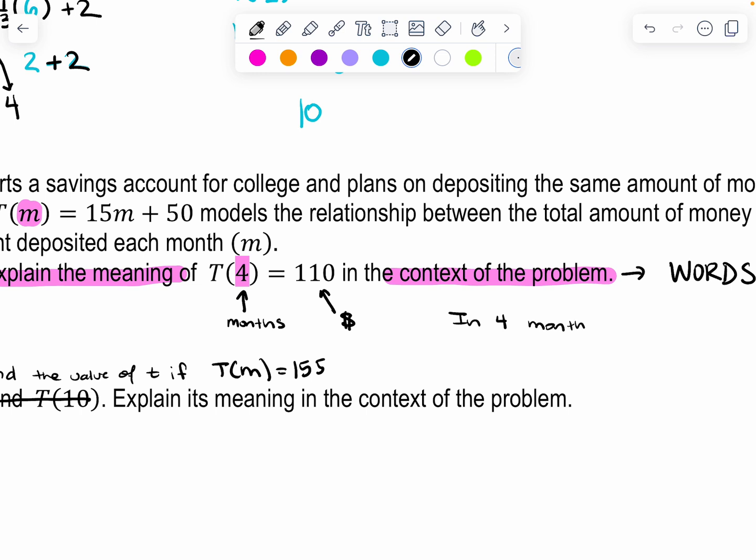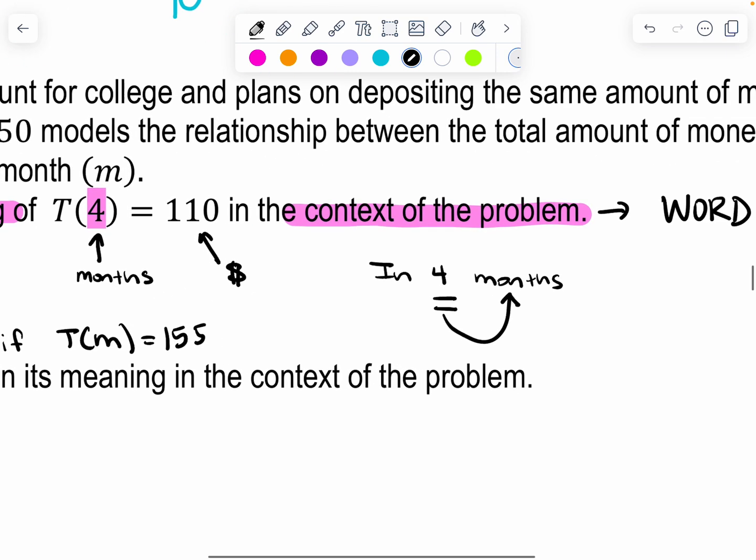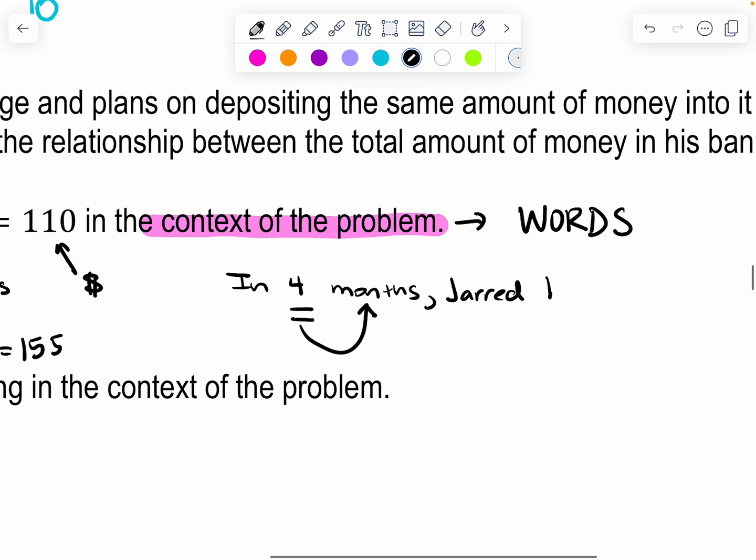So the first thing I've done is I've used the number and I've explained what that number means in words related to the story. So it's not about 4 coins. It's not about 4 ladybugs. It's about 4 months. And we know that, again, that M is the months. It said so right here. So in 4 months, the story is about Jared, and he has $110.